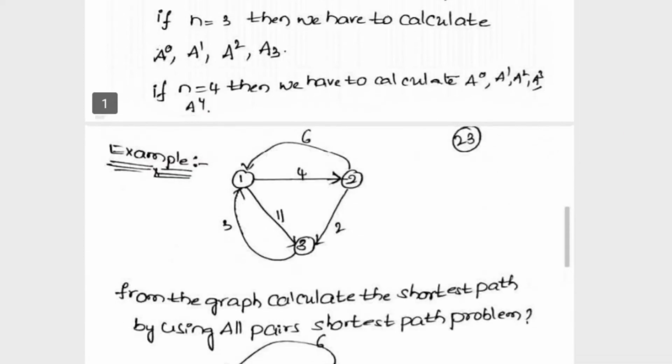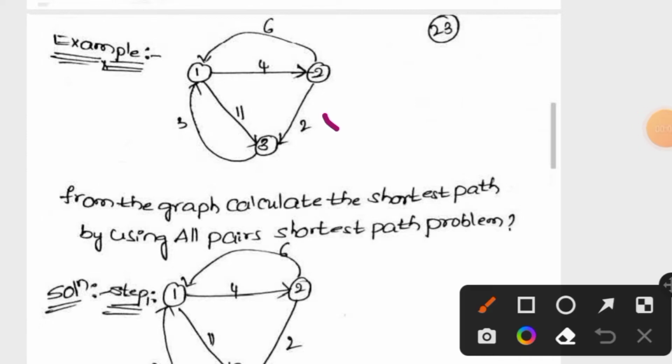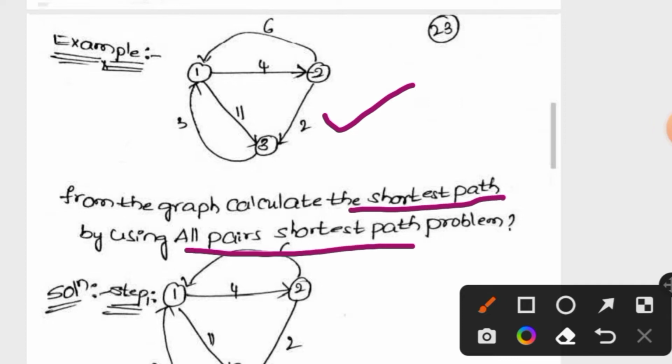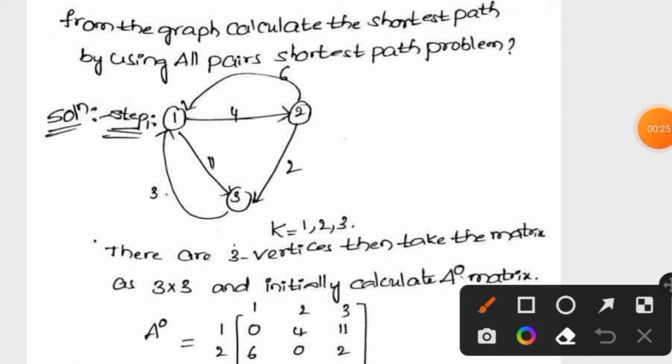Now we will see one problem. They will give one example question, that is, they will give you a weighted and directed graph. From the graph we have to calculate the shortest path by using the all pairs shortest path problem. So for this question, how do we have to write the solution? First, in step 1 we have to draw the graph that is given in the question. After that we have to find how many nodes there are. Now we can see one node, two nodes and a third node. There are three nodes.